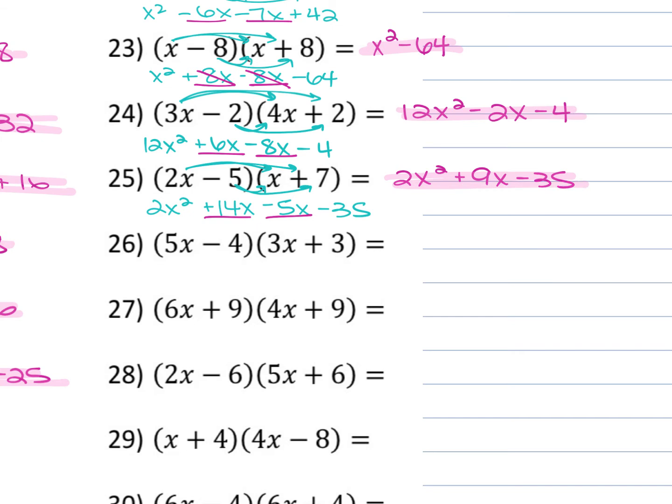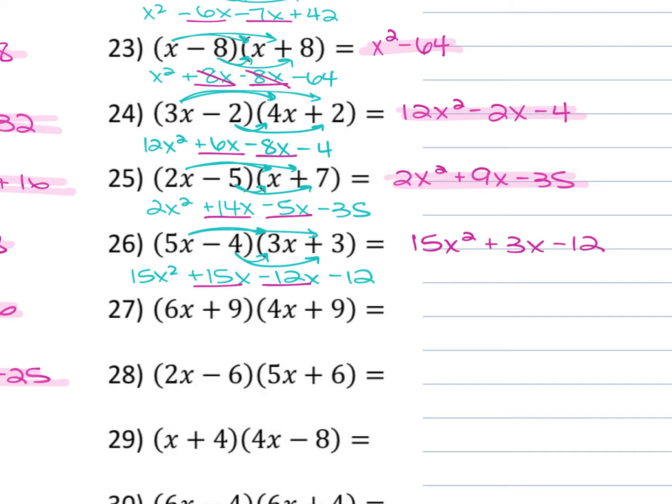For 26, we have 5x minus 4 times 3x plus 3. So the 5x times 3x is 15x squared. The 5x times 3 is just 15x. The negative 4 times 3x is negative 12x. And the negative 4 times 3 is negative 12. Combine your like terms. You're left with 15x squared plus 3x minus 12.